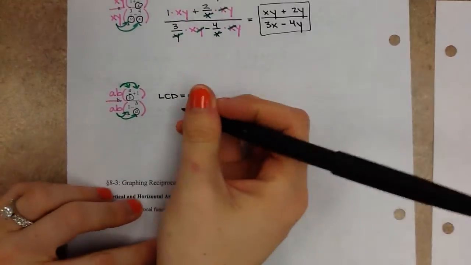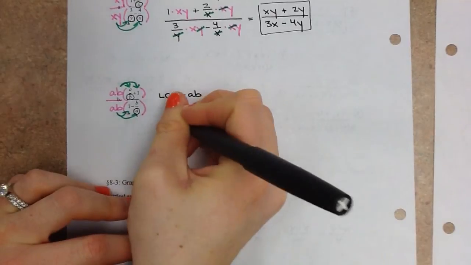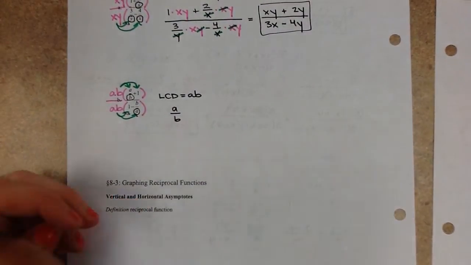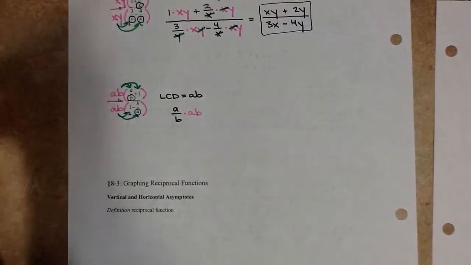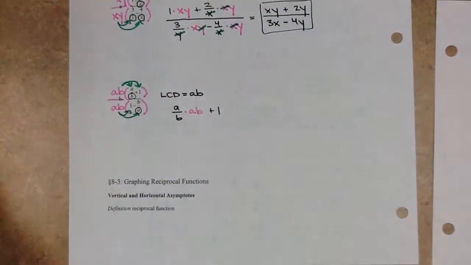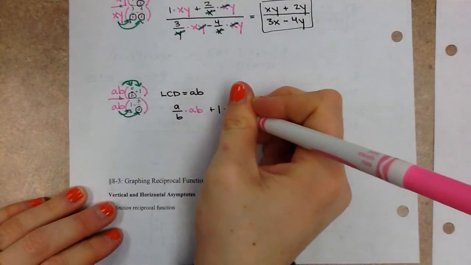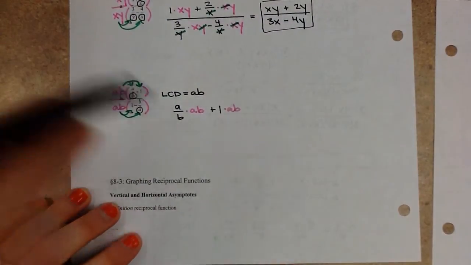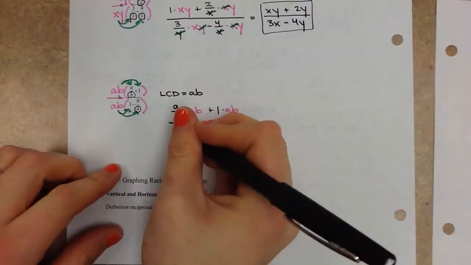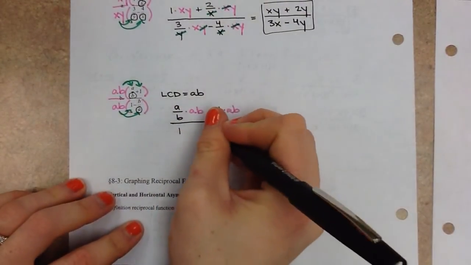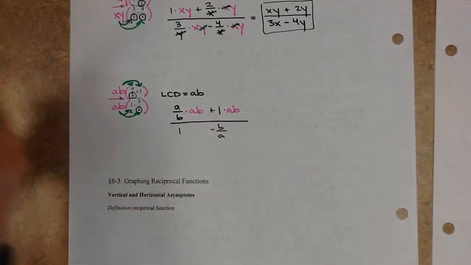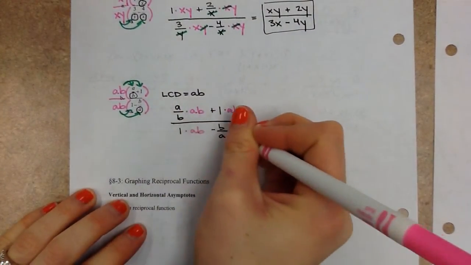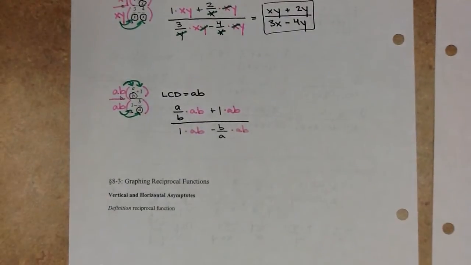So I have a over b. That is going to get multiplied by my LCD of a times b. And then I have plus 1. That is going to get multiplied by ab. And then in the denominator, I start with 1. I'm going to write these both at the same time so I don't switch pens a million times. So I have the 1 minus b over a, and they both get multiplied by an ab. I don't know why I didn't think of this earlier. Okay, so everybody gets an a times b.